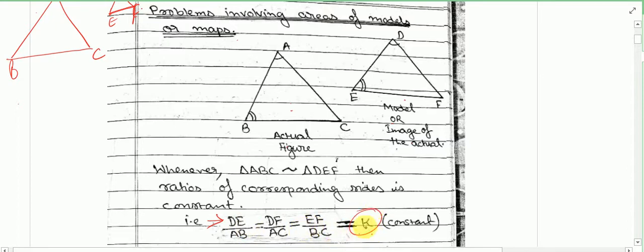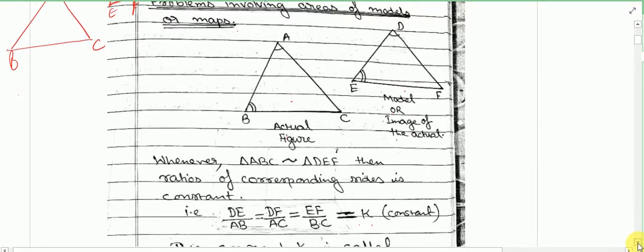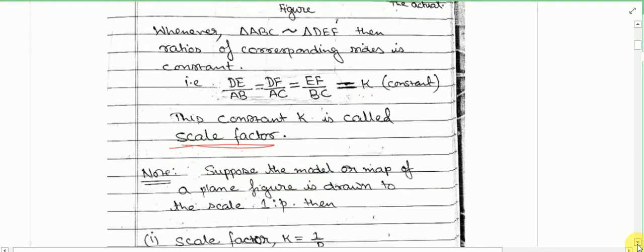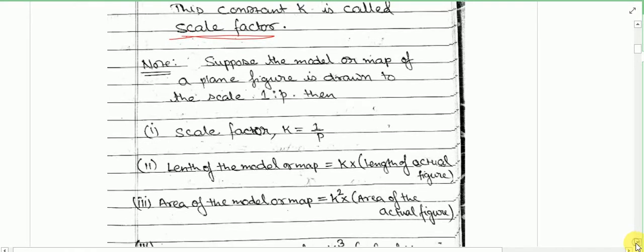So this ratio is called scale factor, clear? So you will write down this, and please remember that whenever you are solving problems related to models, always keep the sides of the model in the numerator, okay. So you will write down this, and this K is called scale factor, clear. Now note these things, you should remember this.